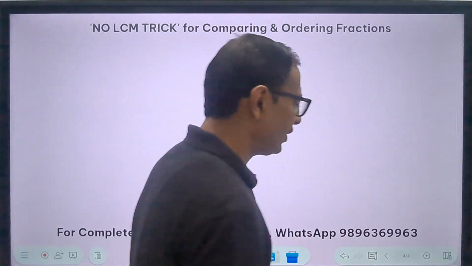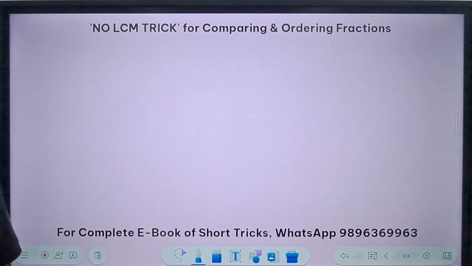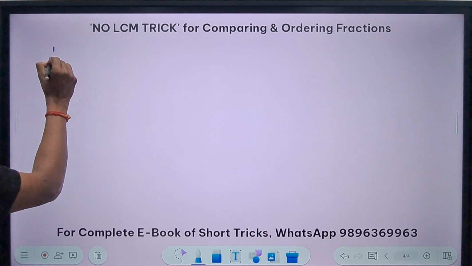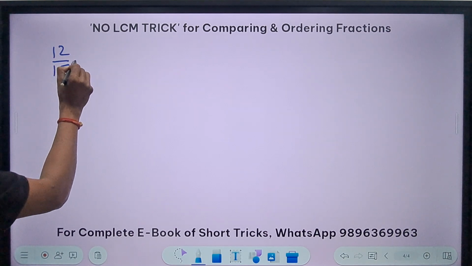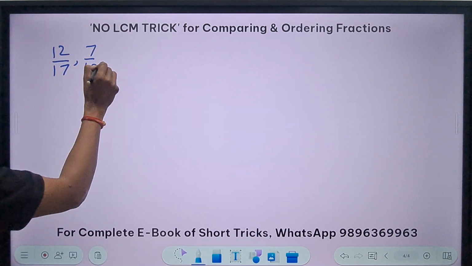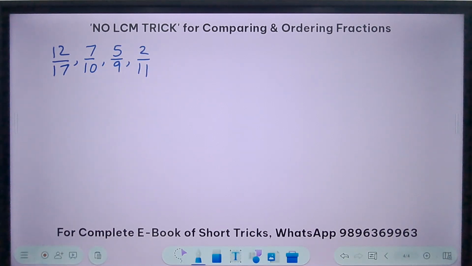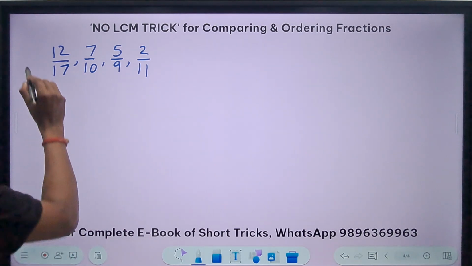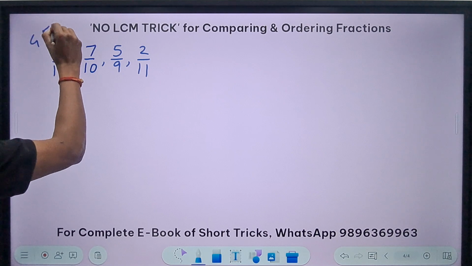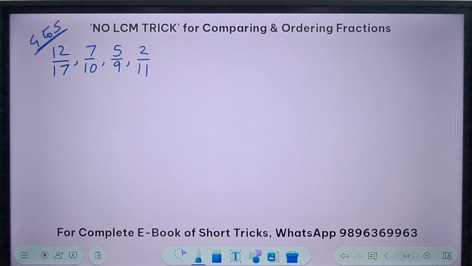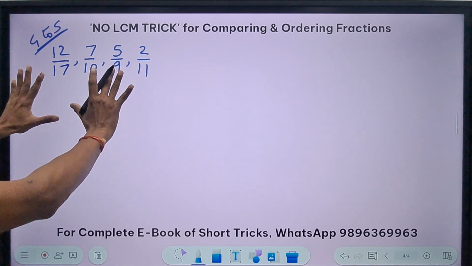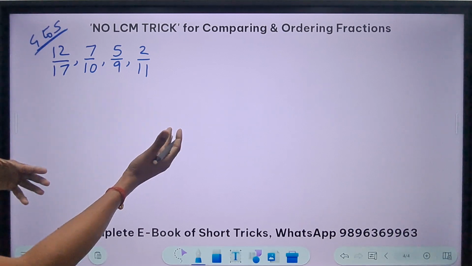Let's take one more example of 4 fractions, then I will show you how it works for even greater number of fractions. Say suppose you have 12 upon 17, 7 upon 10, 5 upon 9 and 2 upon 11, and I want to this time go with the descending order. Okay, so greatest to smallest, G2S, greatest to smallest. So I want to find the greatest, so I'll eliminate the smaller one.